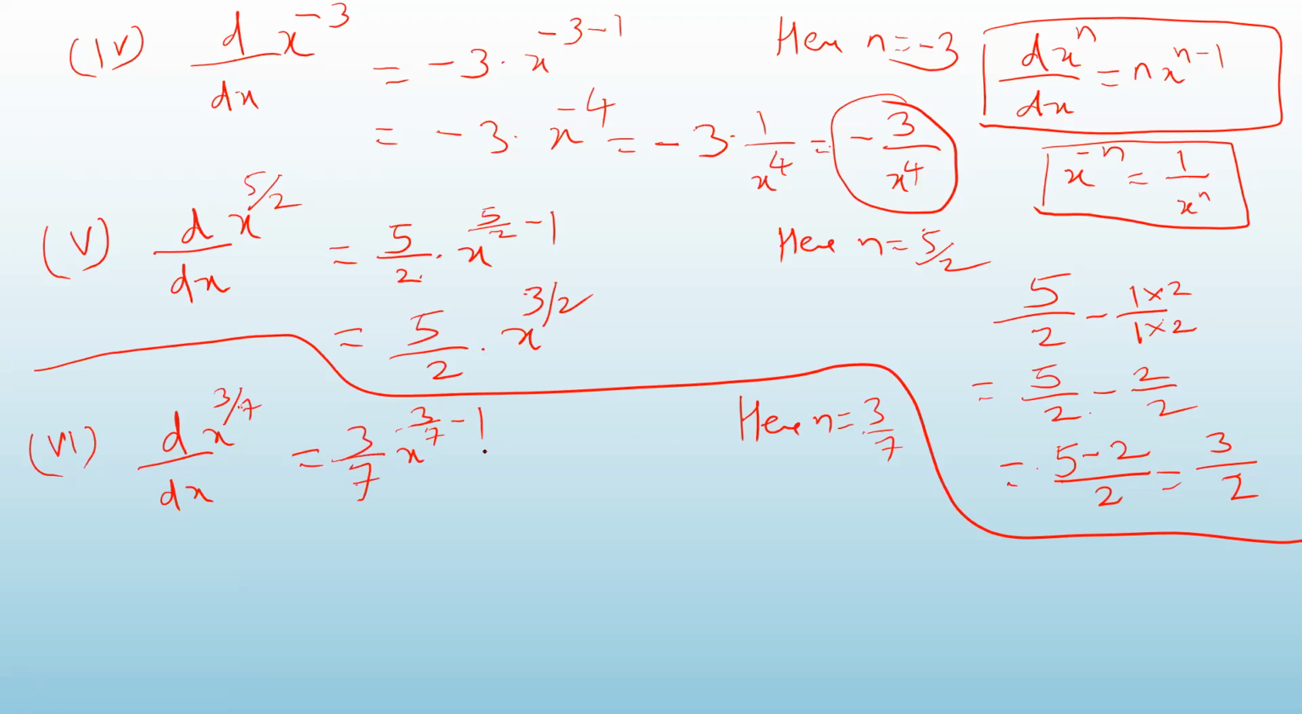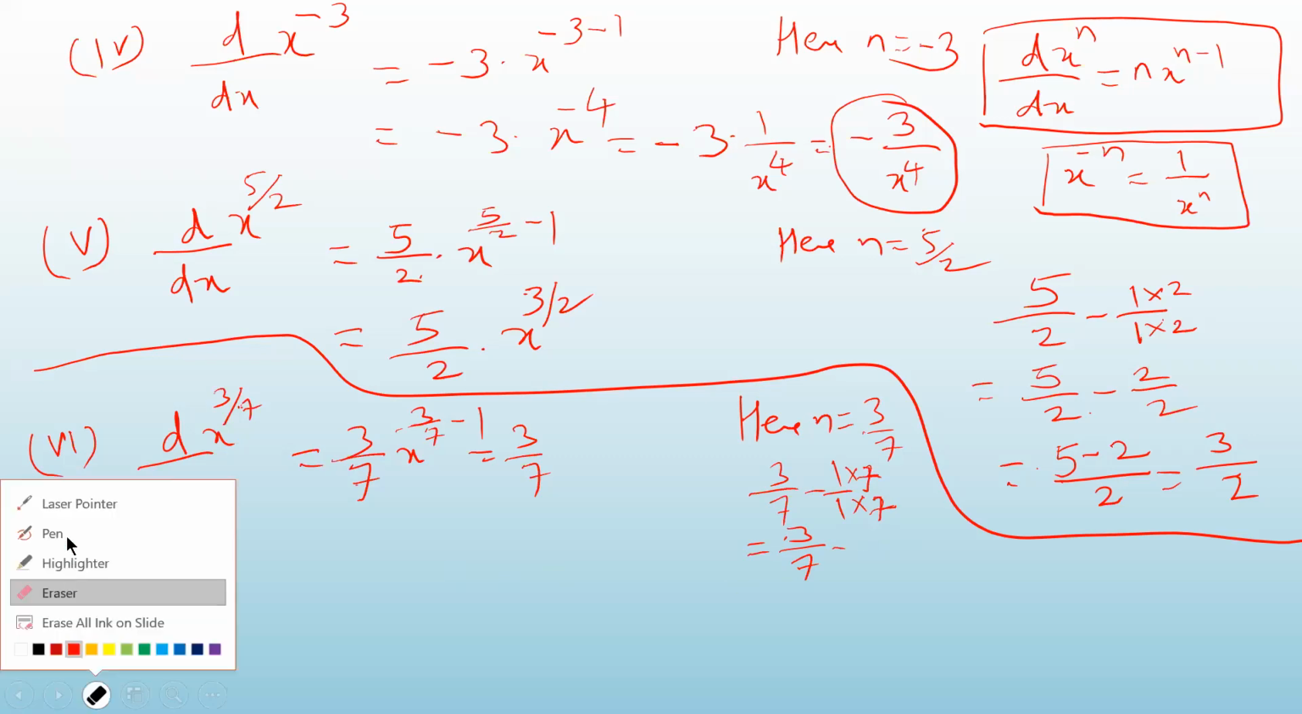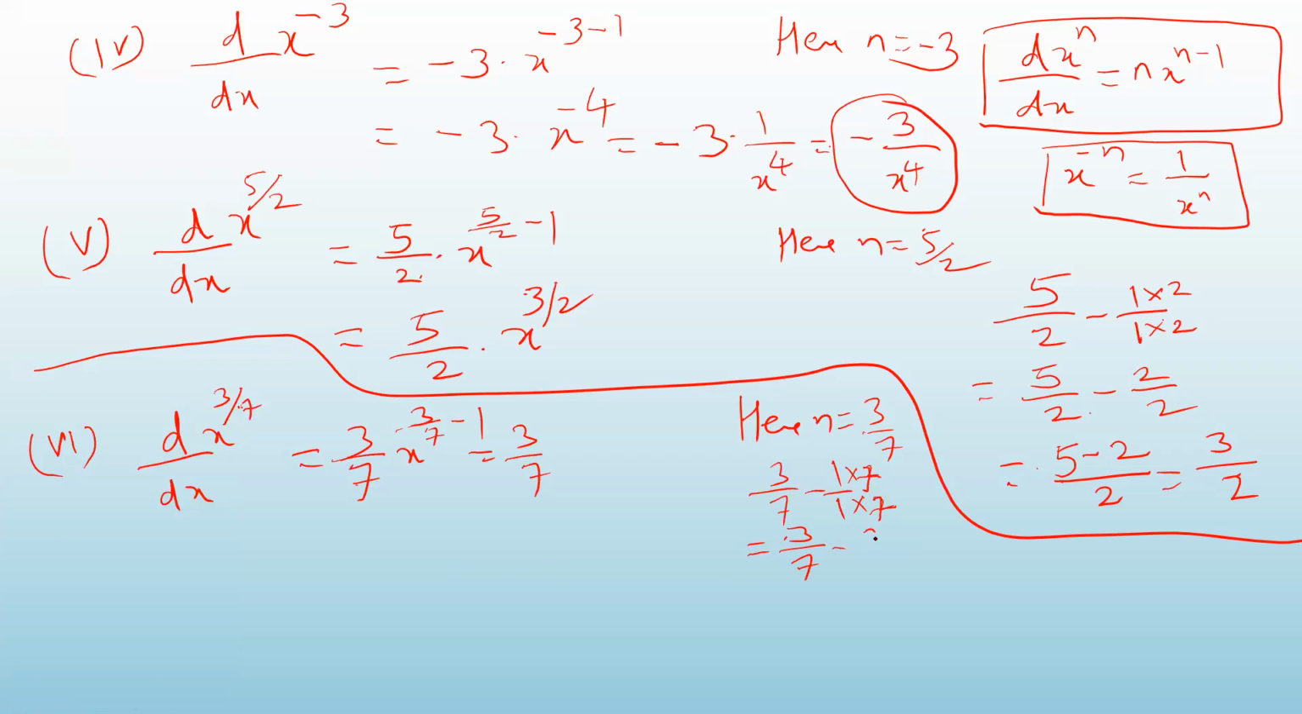Okay, so that will give you 3 upon 7. Now you have to find out what is 3 upon 7 minus 1. So how will you calculate that? You will multiply this. 1 is 1 by 1, so multiply numerator as well as denominator by 7. So it will give you 3 upon 7 minus 7 upon 7, because we have to keep the denominator as 7.